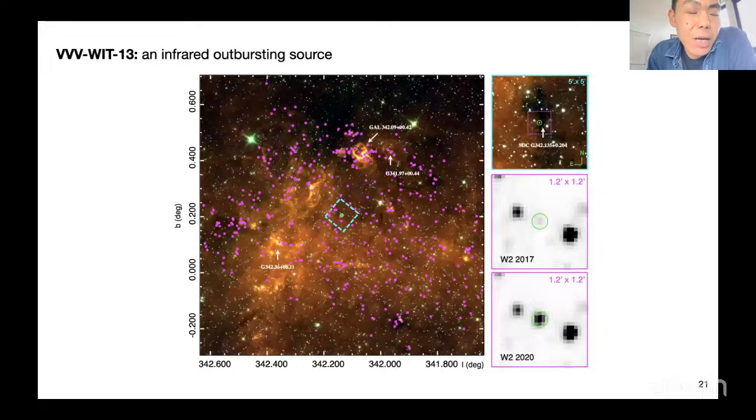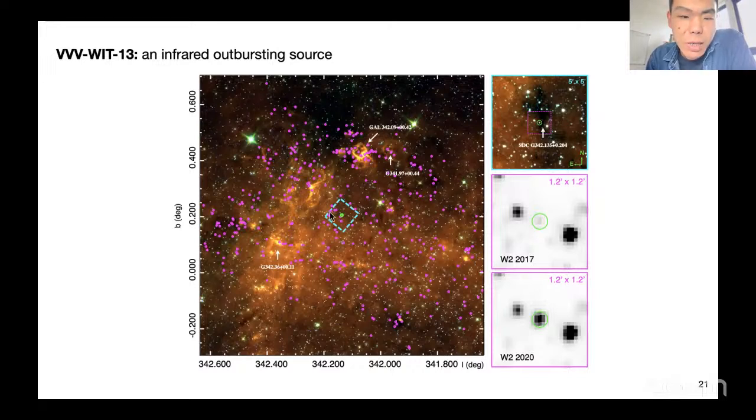Another object we want to highlight here is called VVV WIT13. WIT actually means "what is this?" Because we are not 100% sure what we're looking at here, or what mechanism creates this variability. It is an infrared outbursting source. You can see the color map here is from the Spitzer mid-infrared map, and this target is located within a star-forming region, and all the pink little dots indicate the currently known young stellar objects in this field. These hundreds of young stars form a moving cluster of young stellar objects.